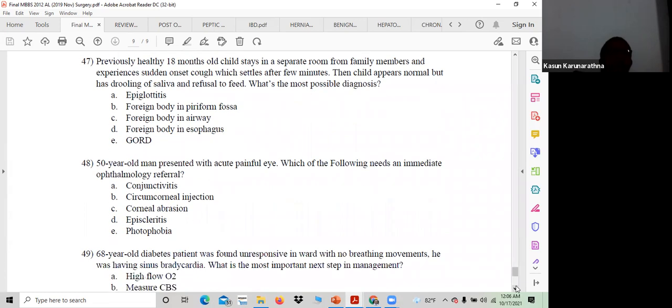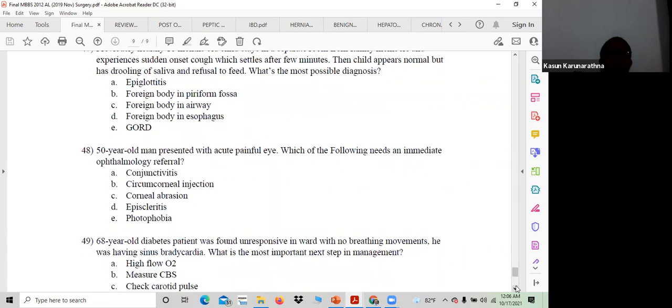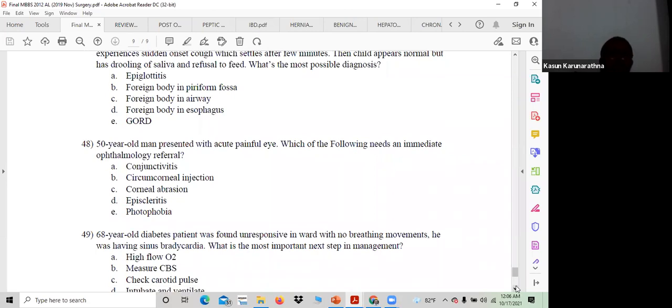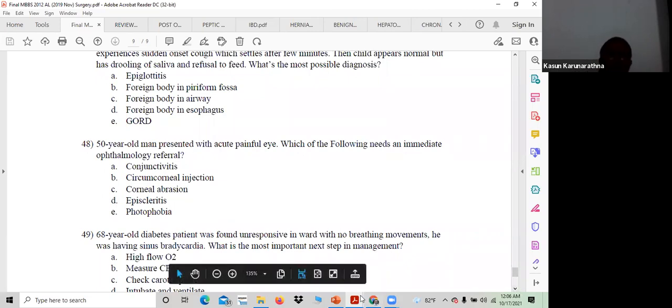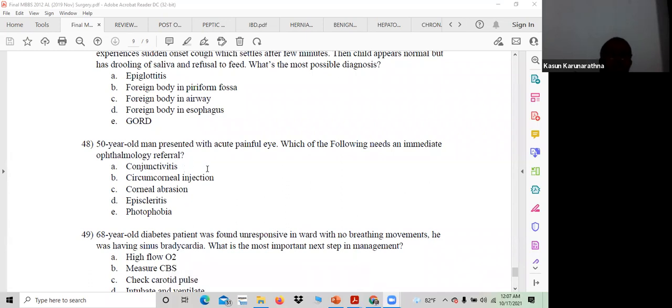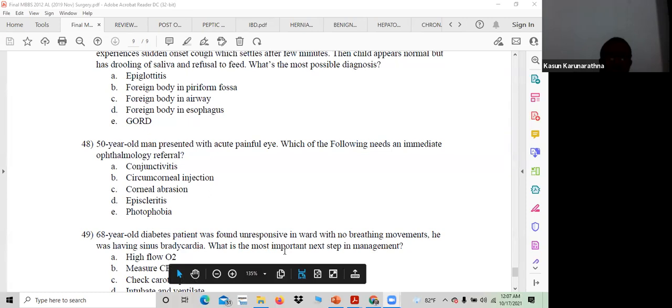Right. 48. A 50-year-old man presented with an acute painful eye. Which of the following needs immediate ophthalmology referral? This is the condition which threatens the vision. What is the answer for 48? Corneal abrasion, episcleritis, photophobia, conjunctivitis, circumcorneal injection. Answer should be B, right?